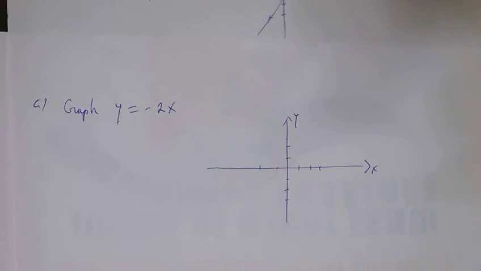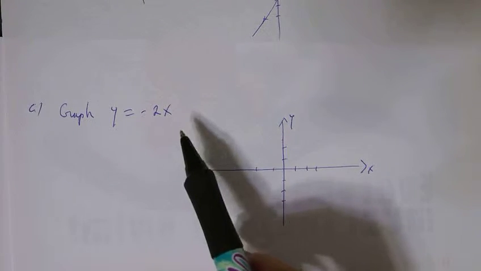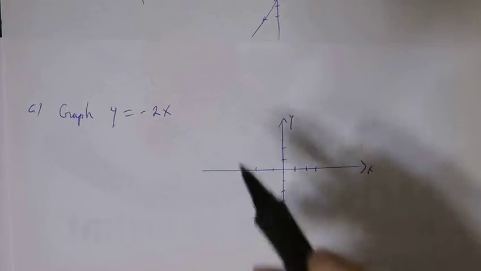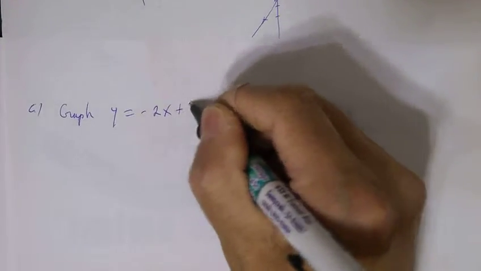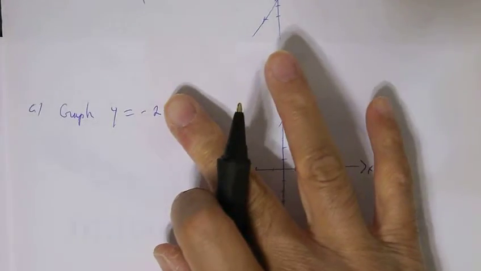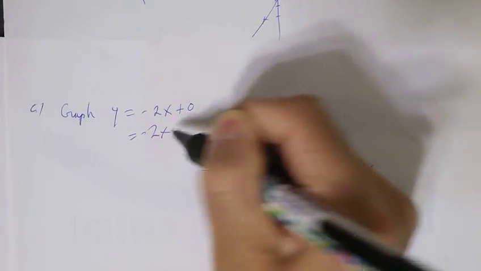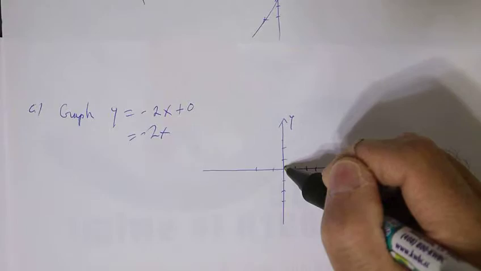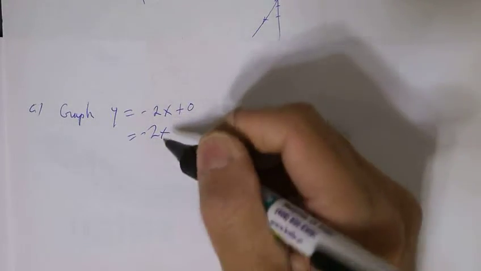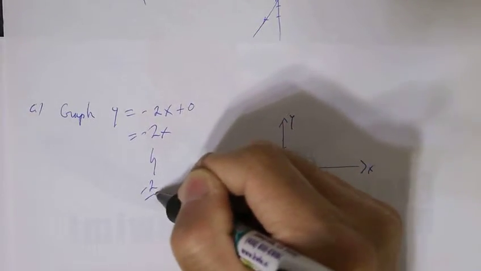Next, in my next example, let's look at y equal to minus 2x. This is somewhat a special case, because the y-intercept here is 0. Usually, we don't write the 0, it's understood. So you have y equal to just minus 2x. So the y-intercept here is just at the origin. And minus 2 is the same as minus 2 over 1.